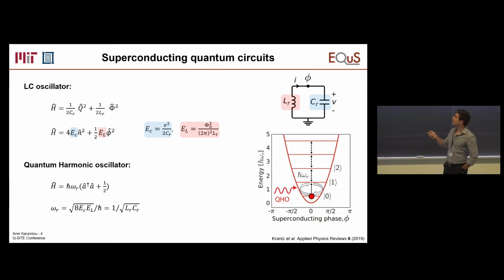I have a 0 state and a 1 state. Can I use those two as a qubit? Yeah, I'm seeing some head shakes.